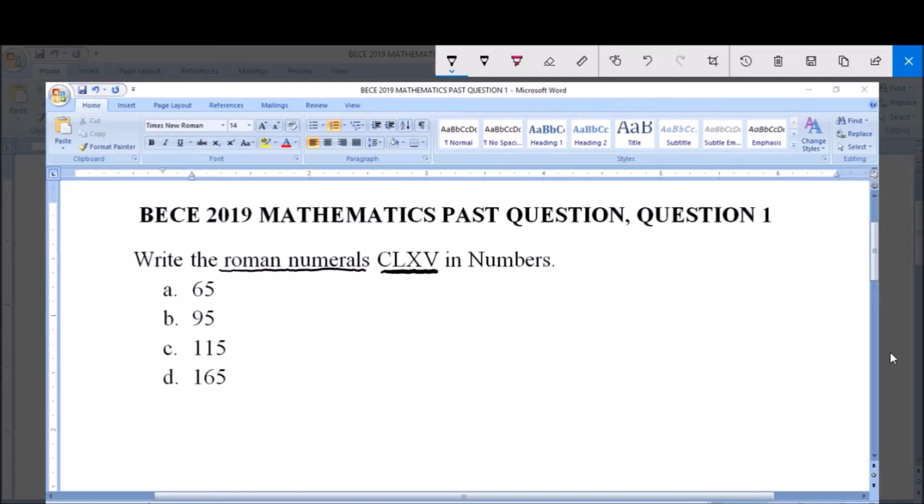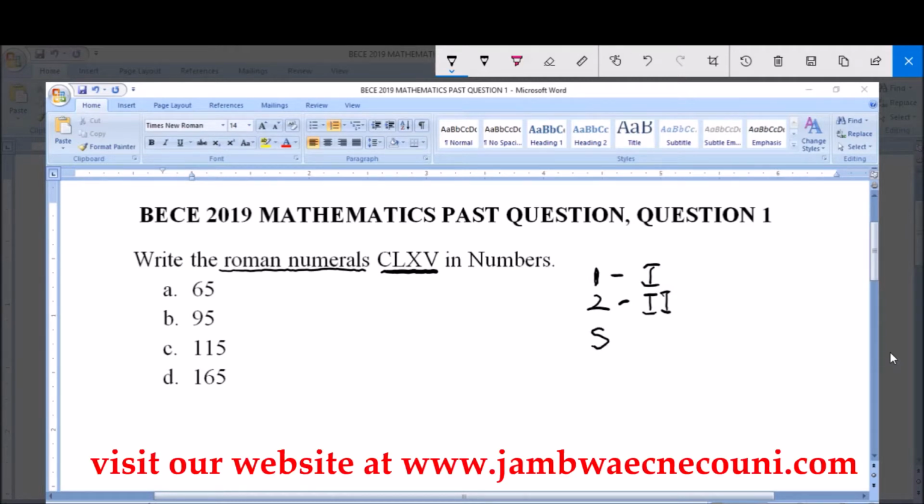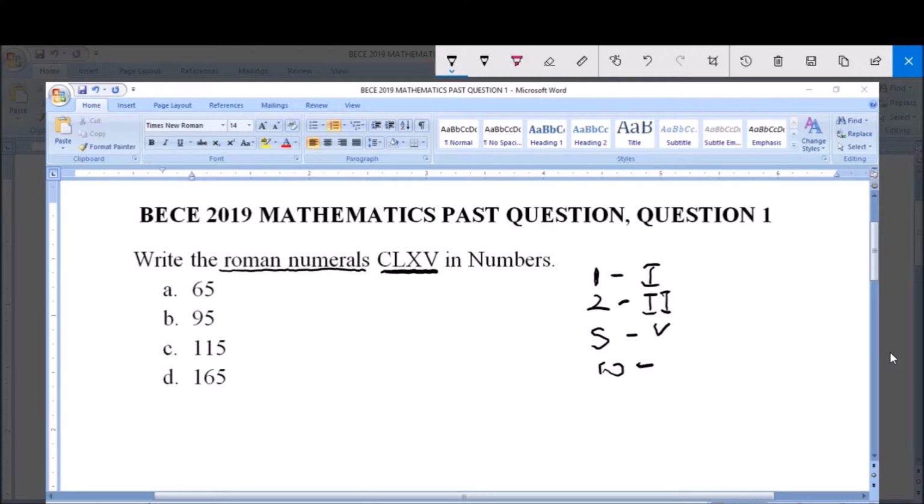Now starting with 1, Roman numeral represents 1 with I. So I represents 1. That means 2 is represented by what? II. That is 1 plus 1, 2. So II will give you 2. Then likewise, 5 is represented in the Roman numeral system by V. Then 10 is represented by X.